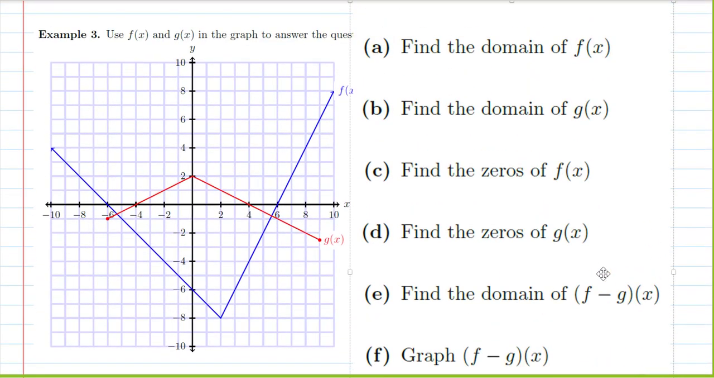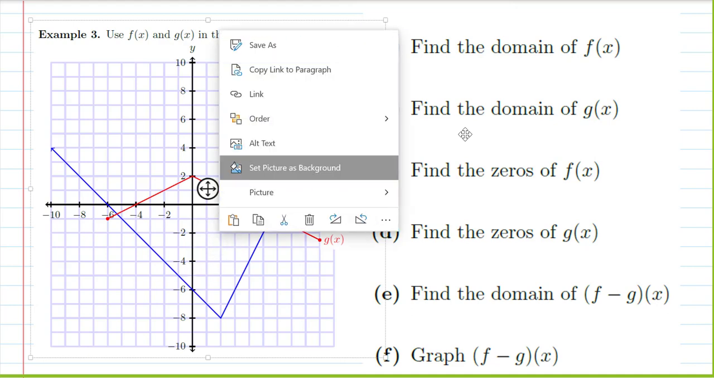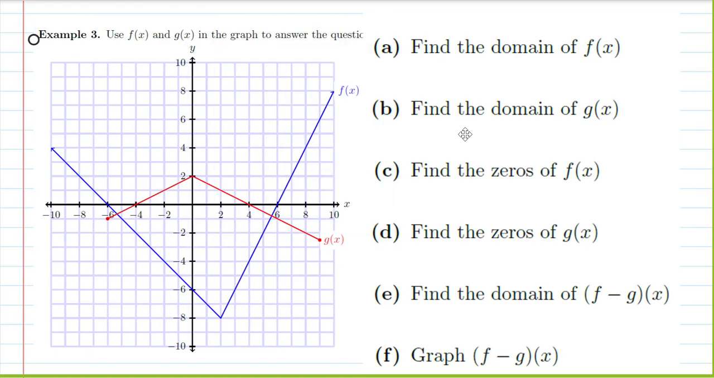All right, so if we start looking at this, we want to answer our questions. We want to find the domain of f. Well, f is our graph in blue. So our smallest x and our largest x. Since our arrows point to the left and the right, our domain of f would be from negative infinity to positive infinity. Now we want our domain of g.